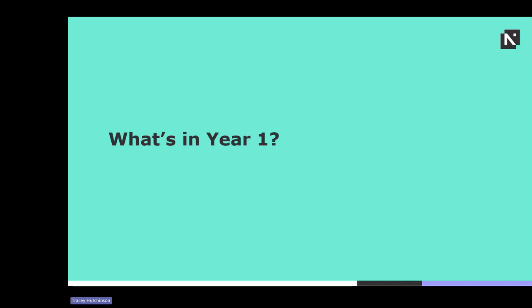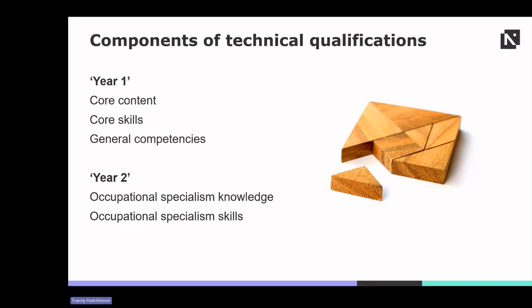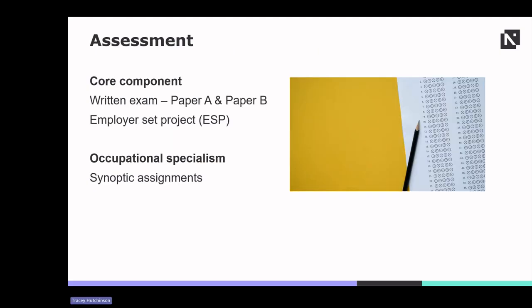So what's in Year 1? Before we explore this in more detail, let's explore the components of the TQ. In Year 1, students will focus on core content, core skills, and general competencies. In Year 2, the emphasis will shift to occupational specialism knowledge and occupational specialism skills. The core component includes a written exam consisting of Paper A and Paper B, as well as an employer set project, with the occupational specialism involving synoptic assignments.